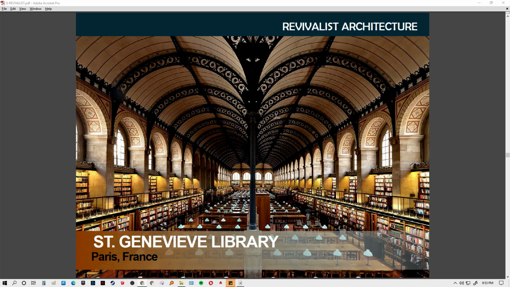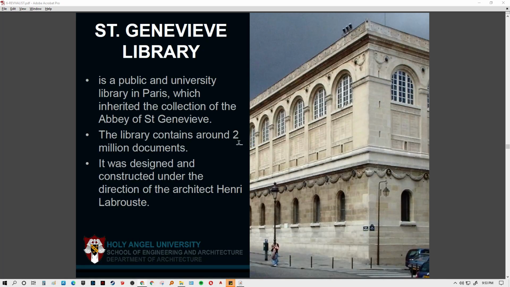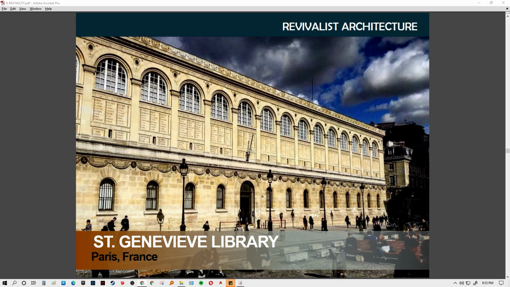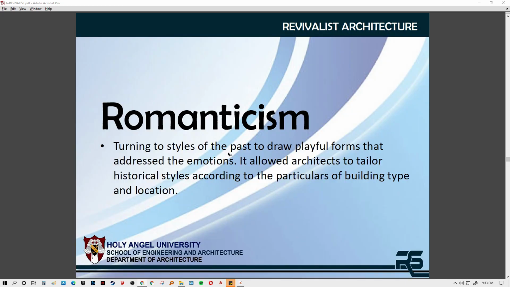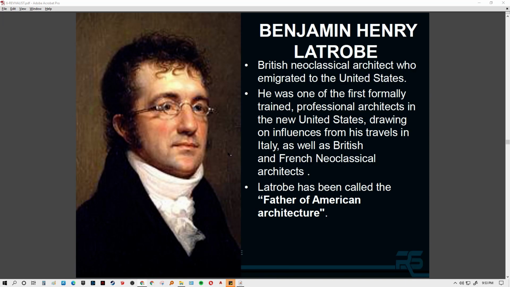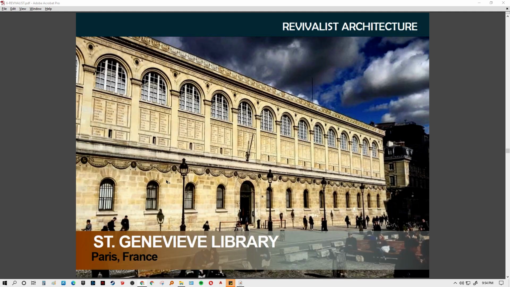So this structure is designed by him. This is basically a classical block style in Paris. The relation of Latrobe is that he is the first one in the United States, and his influences were from French architects.